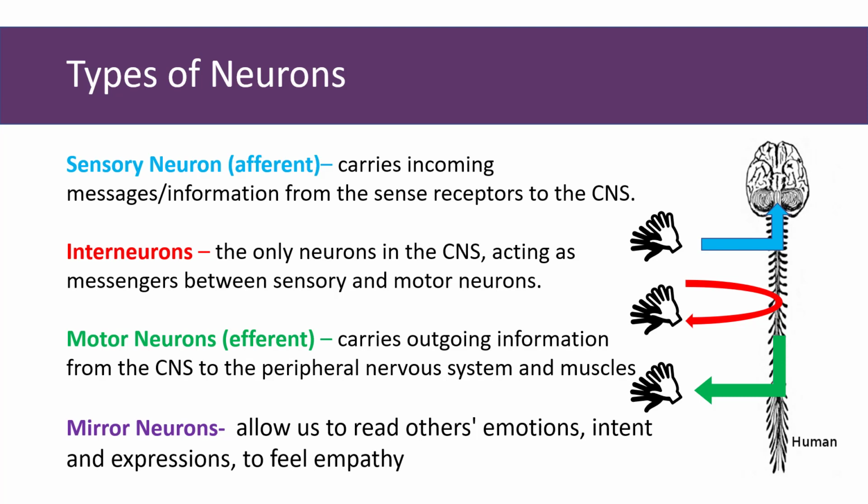So those are the different types of neurons. And we have lots more to learn when it comes to the brain.